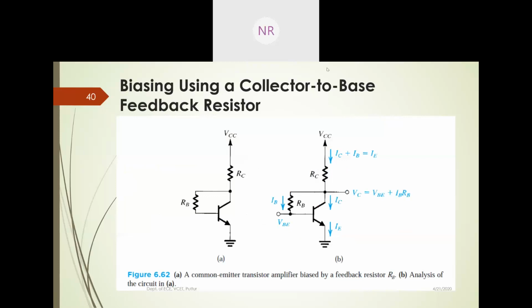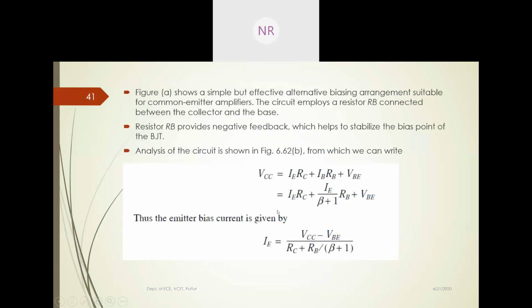And then the equation you need to write down: VCC is equal to IC RC or IE RC plus IB RB plus VB, or else VC. This point VC is nothing but VBE plus IB RB. Only these two expressions, and then you write the expression for IE. IE is equal to VCC minus VB divided by RC plus RB divided by beta plus 1.